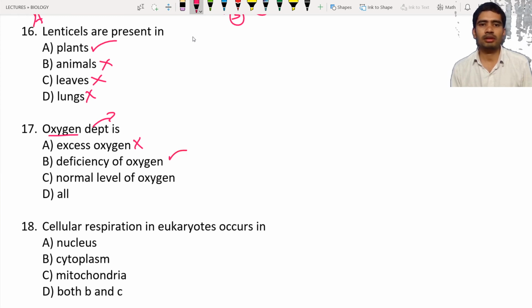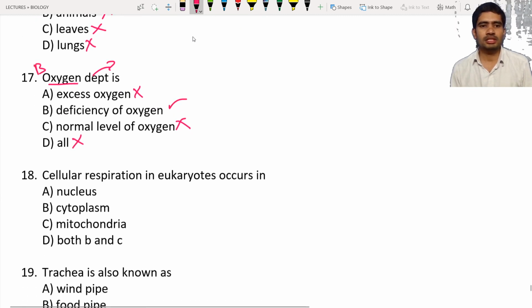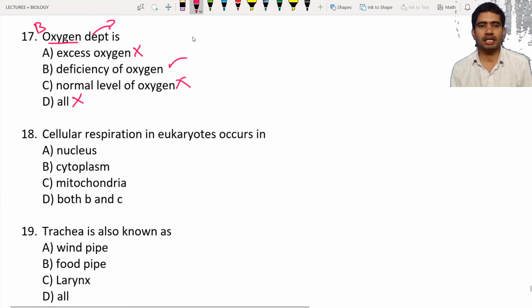So next, normal level of oxygen, it is up to some extent it may be closer, but it is not at all the correct answer. Okay. So next, option D, not at all. So hence we can go for the deficiency of oxygen, that is option B. Okay. So next is 18. The cellular respiration in eukaryotes occurs in.